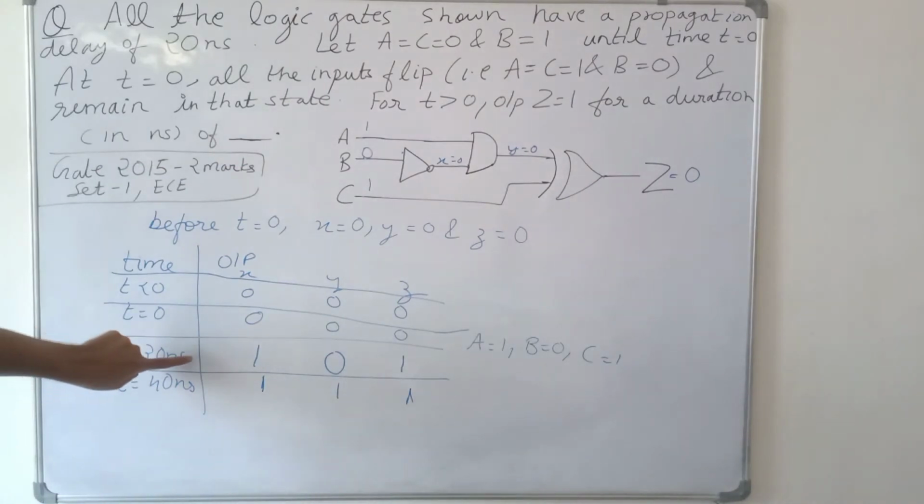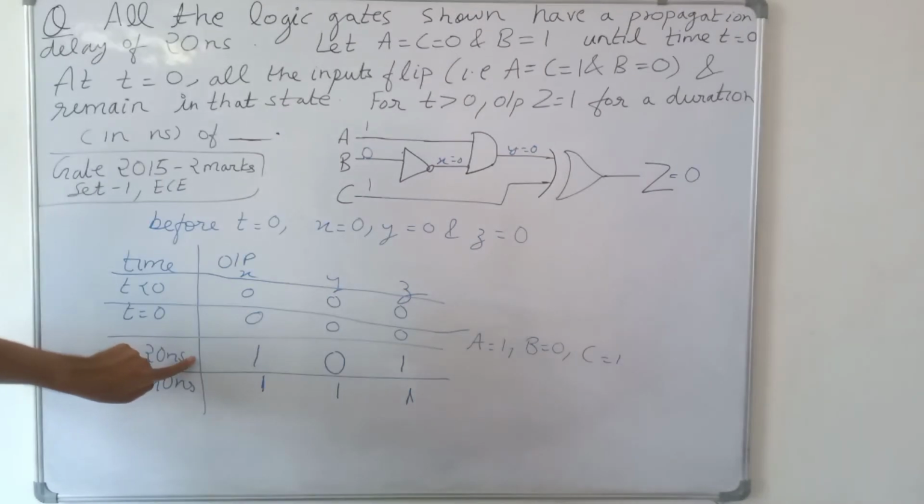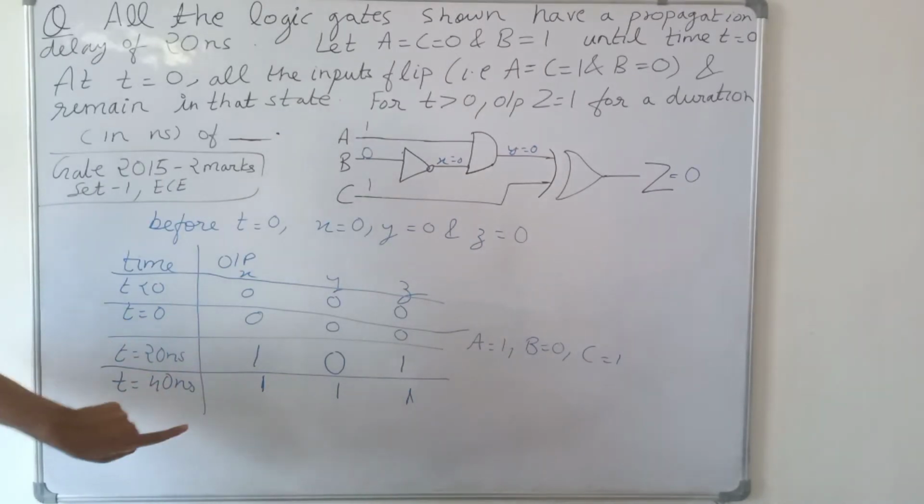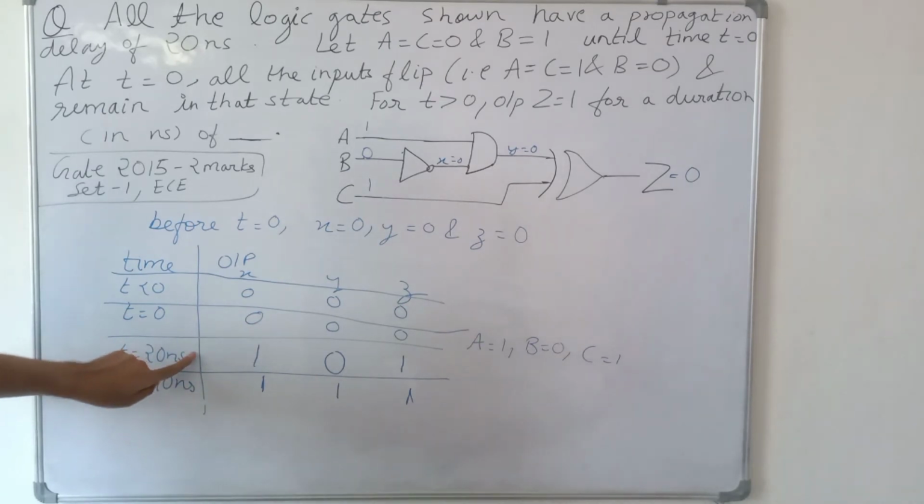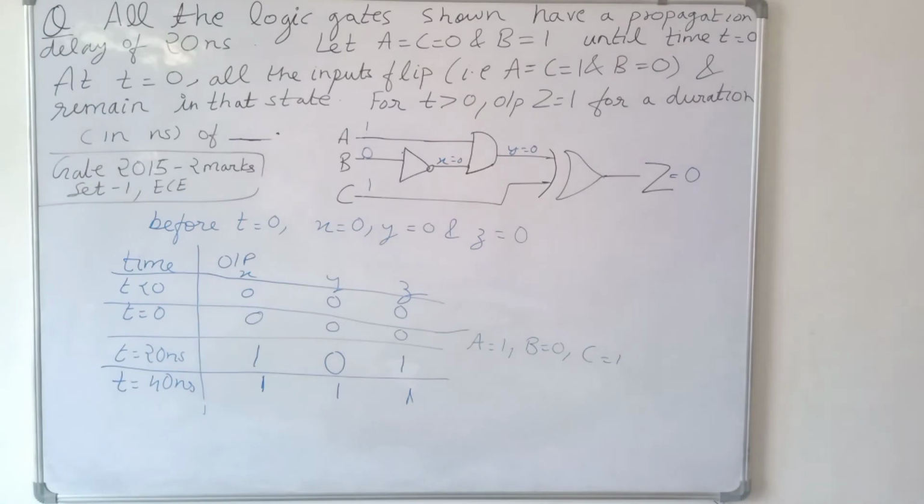For the output at t equal to 20 nanoseconds, we have to check the inputs at t equal to 0 nanoseconds. For the outputs at t equal to 40 nanoseconds, we have to check the inputs at t equal to 20 nanoseconds.